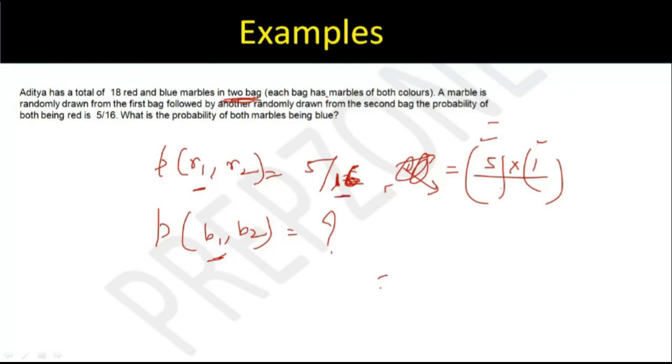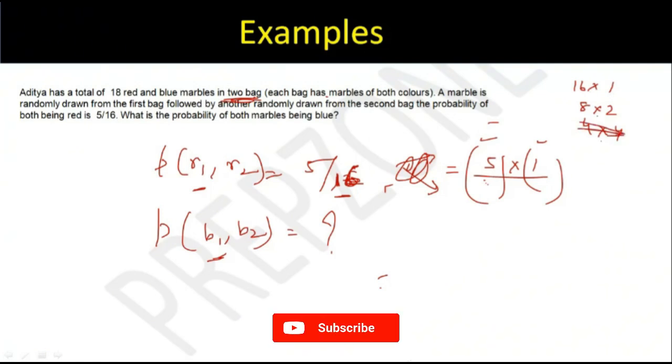Now similarly, 16 could be what? Either 16 into 1 or 8 into 2 or 4 into 4. These are the only 3 pairs, right? Can it be 4 into 4? No, because probability has to be always less than 1. Can I have 16 into 1? If I put 16 here and 1 here, then the probability of red in the second bag will be 1. But this question says that every bag has a marble of both the colors. So the probability of red in marble 2 has to be definitely less than 1. It can't be 1. So I cannot have 16 into 1 also.